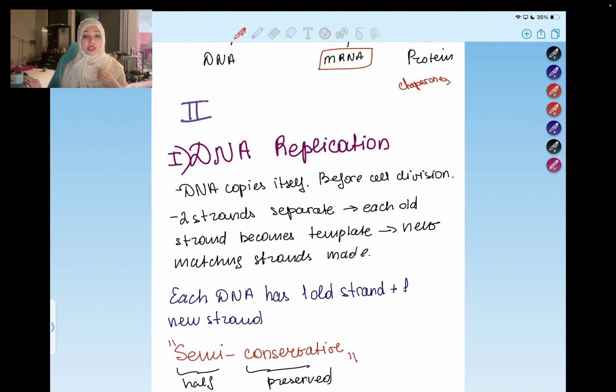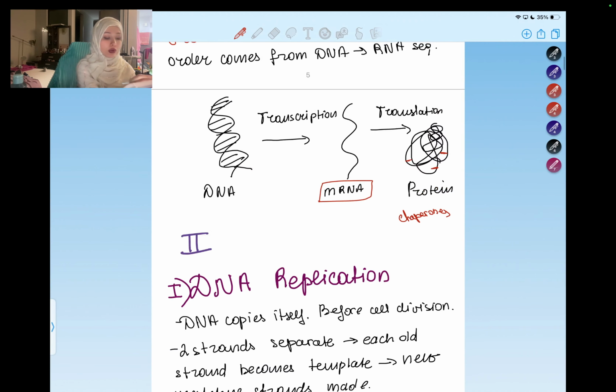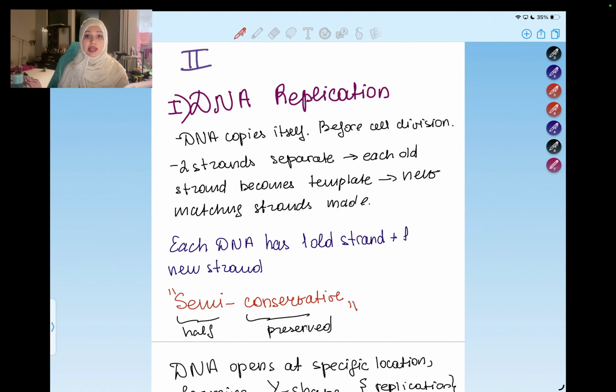Let's talk about DNA replication. In DNA replication, DNA copies itself. This process of replication, where DNA copies itself, happens before the cell divides. The two strands separate, and each old strand becomes a template, and new matching strands are made.